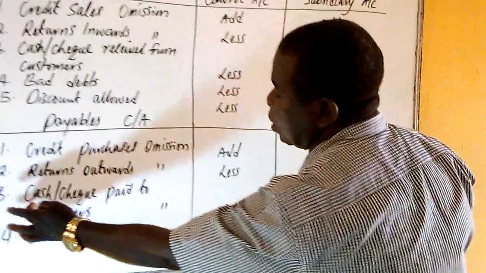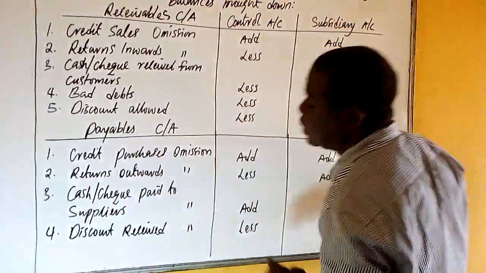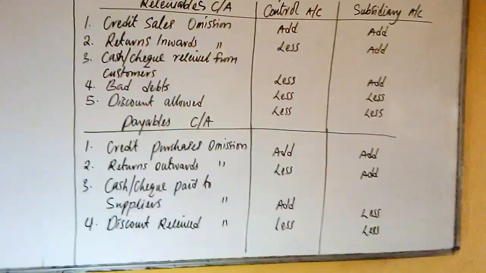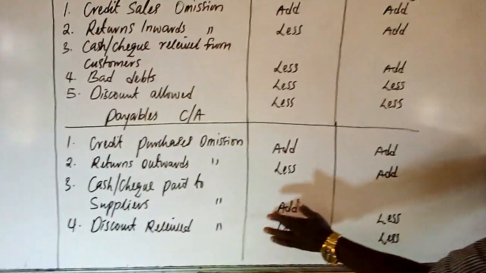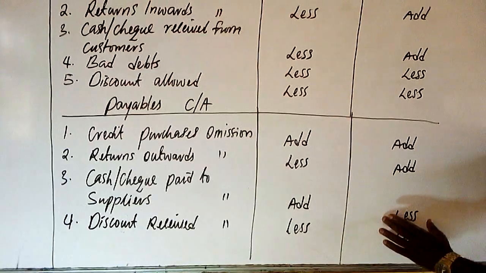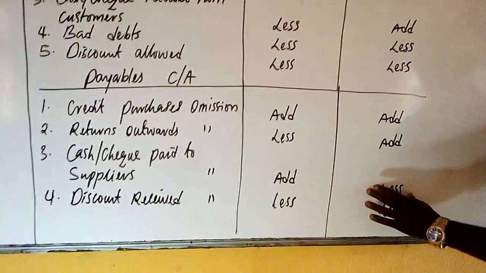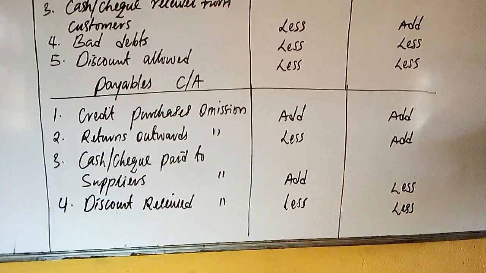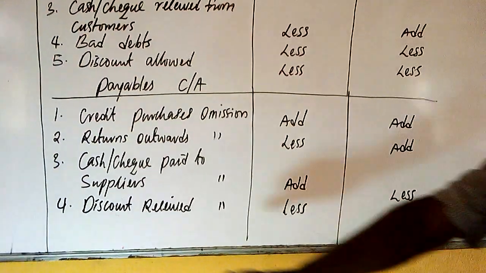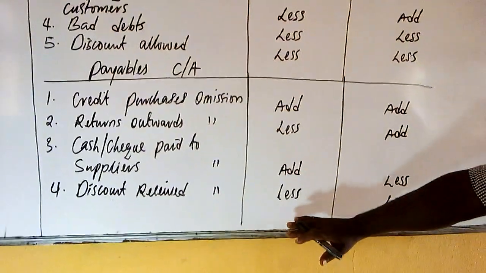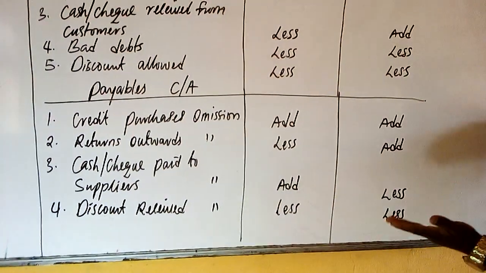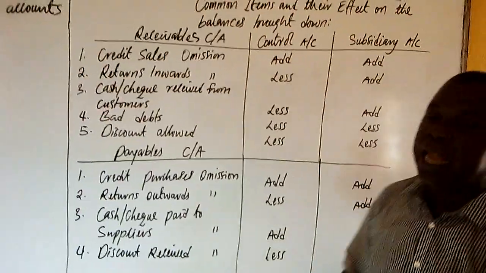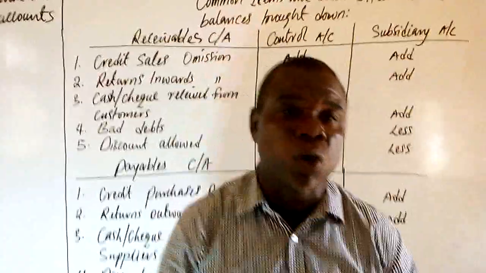Then here we're talking about cash or cheque paid to suppliers. If there's cash or cheque paid to suppliers, in the control account such an amount should be deducted. But coming to the subsidiary account, it should be added, because in the subsidiary account, money is going out for payment. So if there is an omission, it should be less. Then coming to discount received, in the control account, it should be less, and then in the subsidiary account, it should be less also.